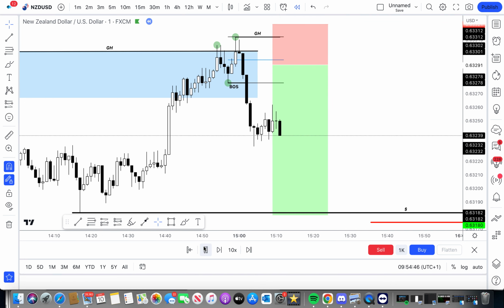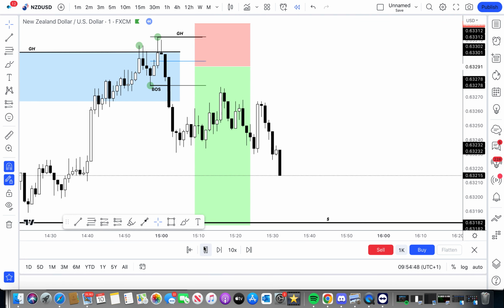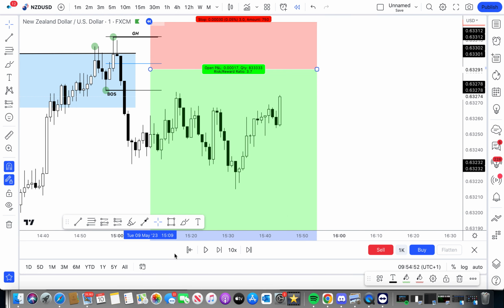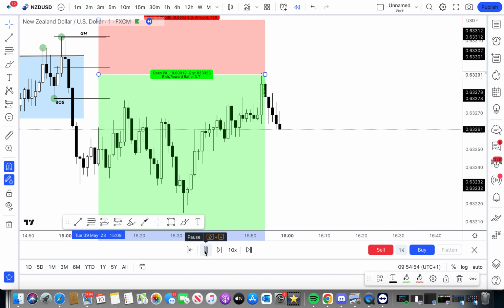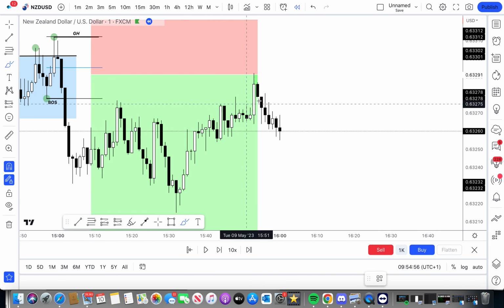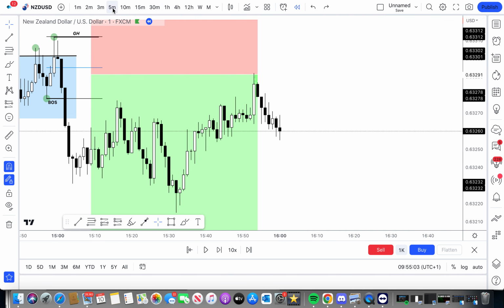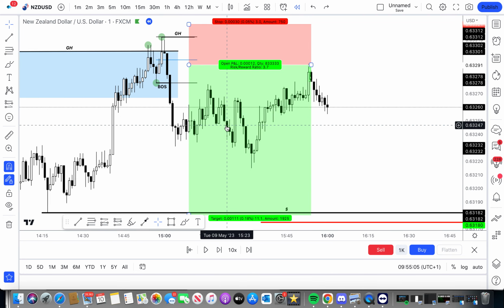Okay. We then wait for price to come back to our level here. Let's extend that across. And then we're triggered into this trade. So we got triggered in right here. Okay. Right here we're triggered into this trade. And then let's play this trade on.